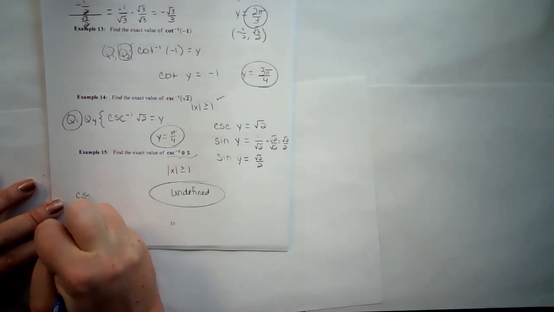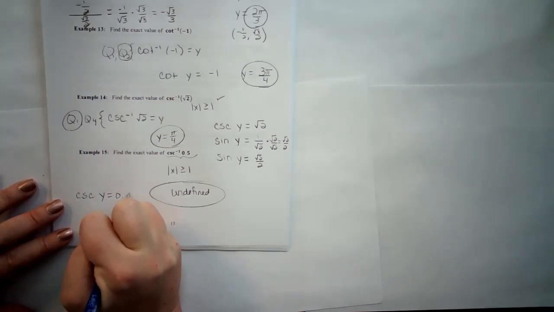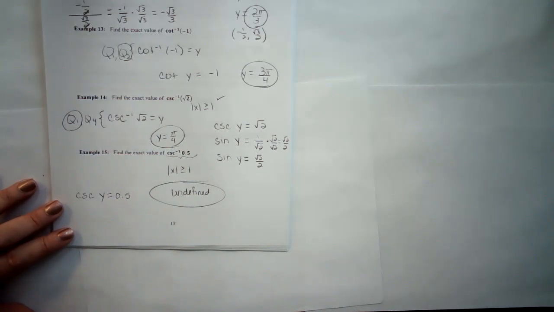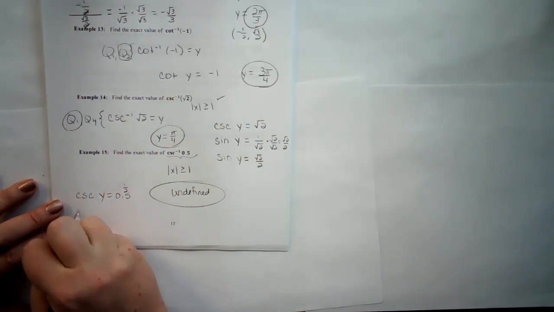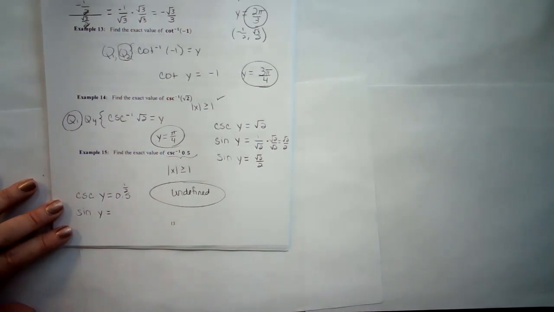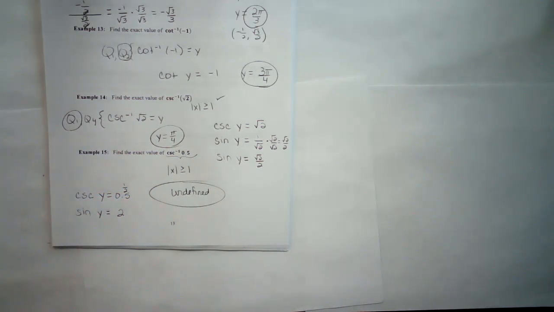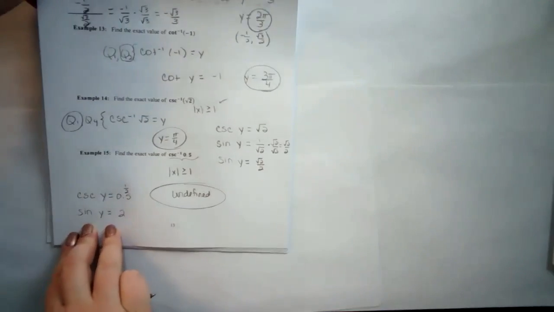If we were to write it over, what's another way to write 0.5 as a fraction? A half. That means if we write it over as sine, what is sine equal to? 2. Is sine allowed to be 2? No, look at your unit circle. It's between -1 and 1, right? So that's another indication that if you ever had sine of y equals 2, it would be undefined. All right, let's look at our calculators then. If you have them, pull those out.